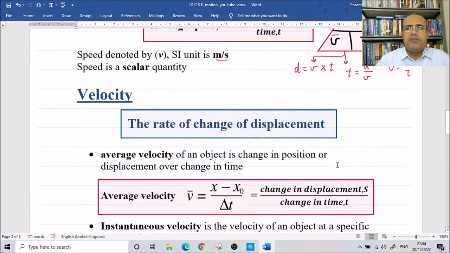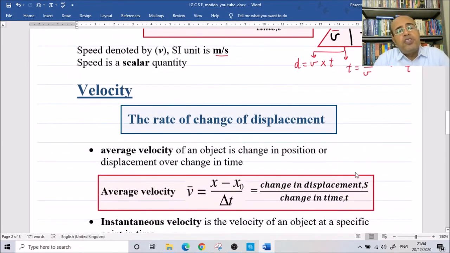What about the velocity? The velocity is the rate of change of displacement. We have here three important things about the velocity: average velocity, instantaneous velocity, and uniform velocity. What is the difference between these three expressions? The average velocity of an object is the change in position, or displacement, over the change in time. Average velocity, denoted by V, is the change in displacement, denoted by S, over the change in time.